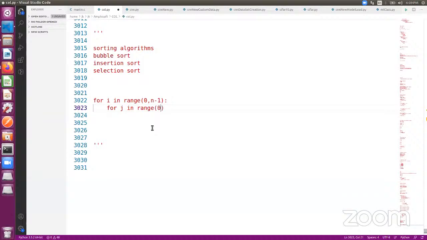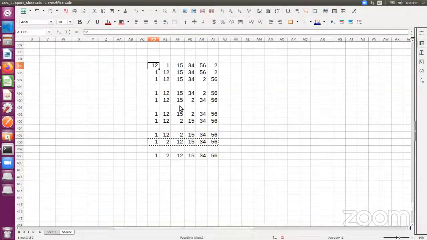So j in range 0 comma again n minus 1, and there is one additional term that should come. What is that? Every time after the end of the iteration, you have one element that would be sorted. So in the first iteration, 56 got sorted. Second iteration, 34 and 56 got sorted. Third iteration, 15, 34, 56. So every iteration, one element is getting sorted, right?